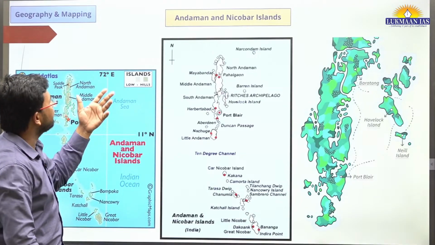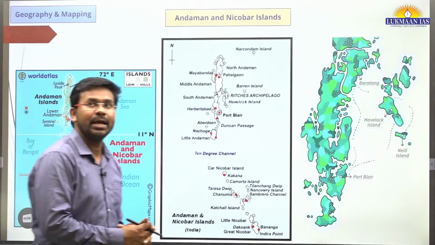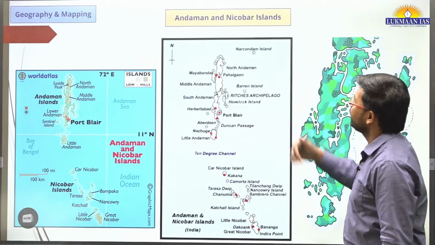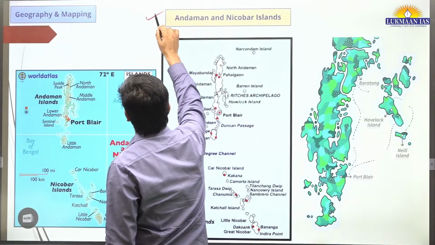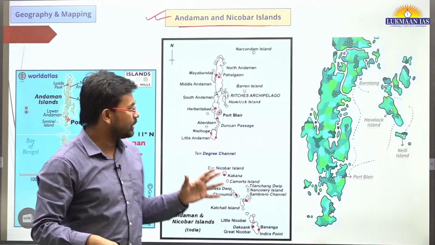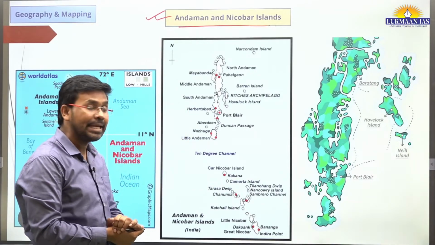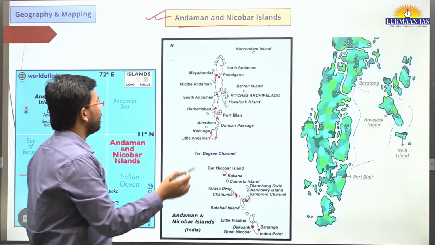It says Andaman and Nicobar Islands. So we wanted to see Andaman and Nicobar Islands, and we will see from here itself. Andaman and Nicobar Islands, as we know, is an integral part of India. These Andaman and Nicobar Islands are a group of islands. It has many islands as its part.